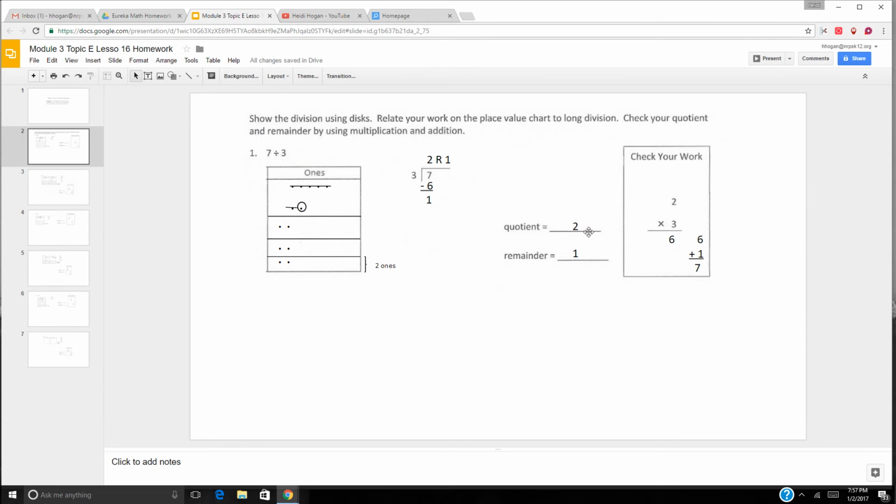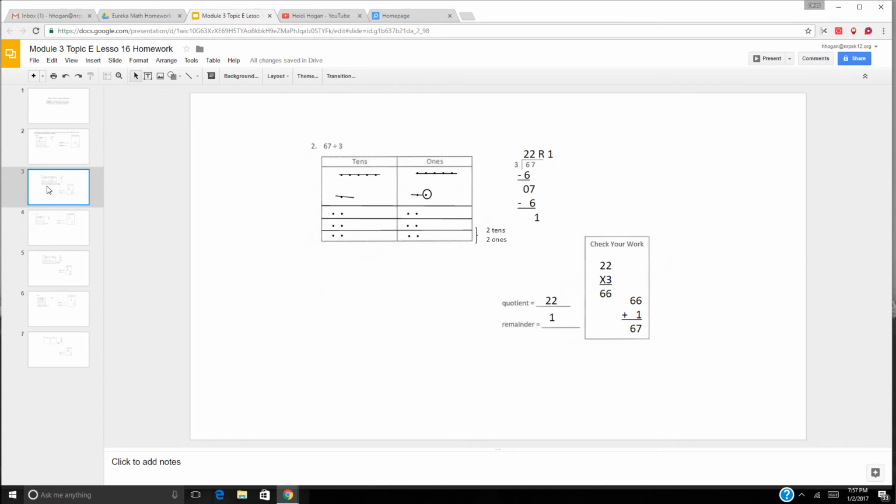So let's check. 2 times 3 is 6. And then we add our remainder. 6 plus 1 is 7. Well, that's what we started with. So yes, we are correct.